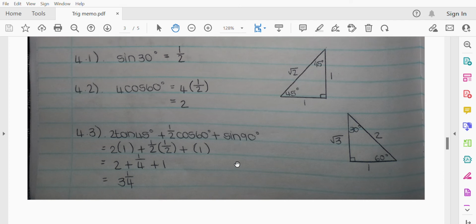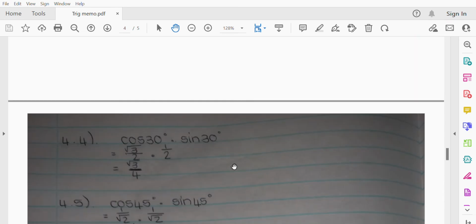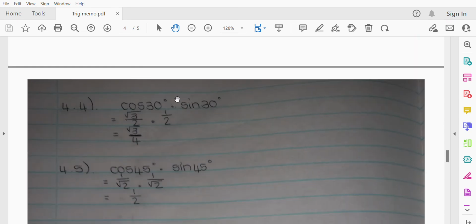Okay? Right, 4.4. Cos 30 gives me square root 3 over 2, and sine 30 gives me a half. Okay, now if I multiply those, at the top, square root 3 times 1 geef my wortel 3, en 2 maal 2 geef my 4. Ja.